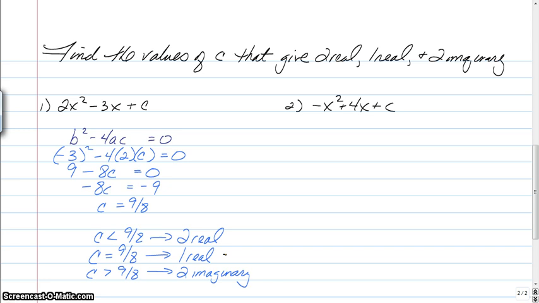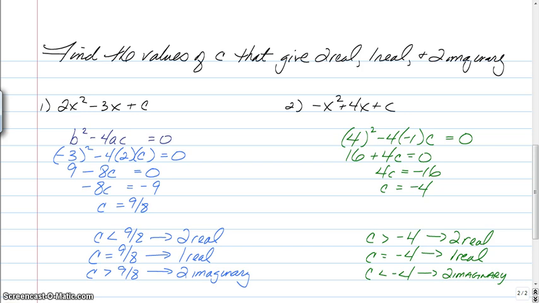Okay, now the reason that worked out is you just kind of have to think about it. If c was a lot bigger, then that would make this second number bigger, which means it would be making this entire thing negative. So that's why if this was negative, that's why you have two imaginary. So you just have to be careful about your thought process there. Okay? So you get to try number 2 on your own.